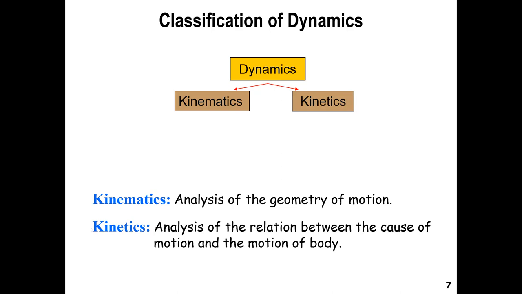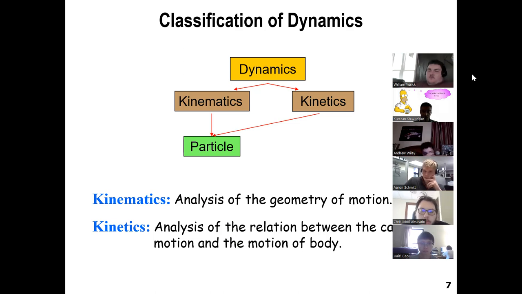The other classification is based on the system. Sometimes you can consider an object as a particle. Mathematically, a particle is something that has zero dimension but has mass. Now, do we have anything with zero dimension? No. Even if you talk about atoms or electrons or protons, particles that are small, they still have dimension. But I'm going to tell you what that means.